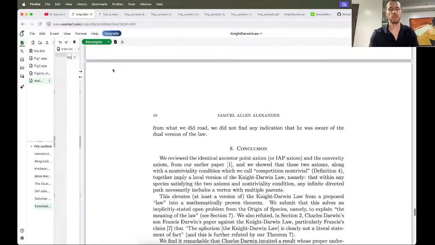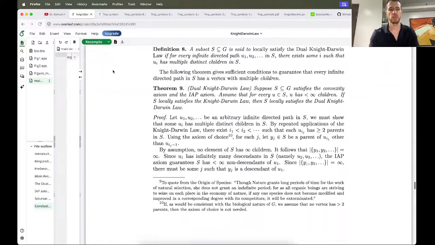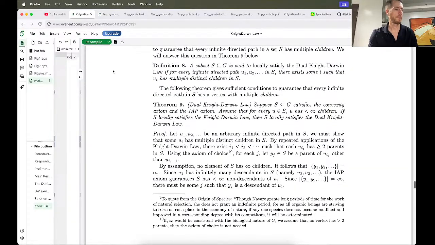Great. Now let's proofread that theorem. Theorem 9, Dual Knight-Darwin law. Suppose S sub G satisfies the convexity axiom and the IAP axiom. Assume that for every U in S, U has less than infinitely many children. If S locally satisfies the Knight-Darwin law, then S locally satisfies the dual Knight-Darwin law.